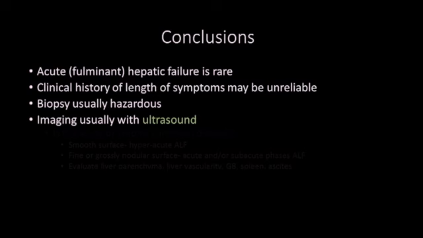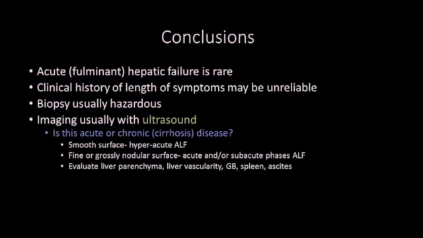Imaging, when performed, is usually done with ultrasound if the patient is very ill and in the intensive care unit. The key thing for ultrasound is, does this look acute or chronic? And remember, patients with the hyperacute liver failure will have a smooth surface, and whether or not we can make the diagnosis of the actual clinical syndrome doesn't matter. Our job is to tell the clinicians that the liver surface is smooth and this does not look like cirrhosis.